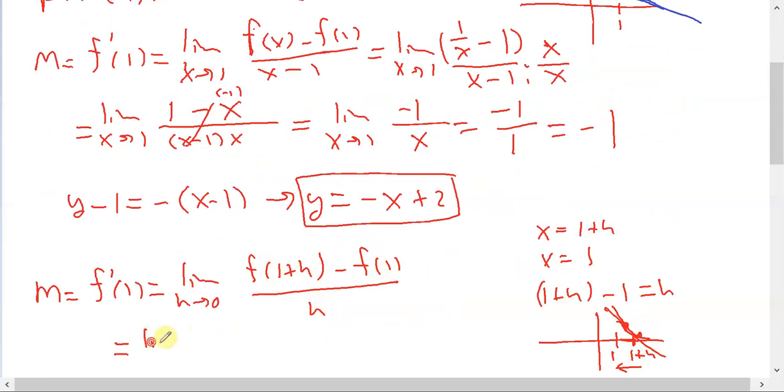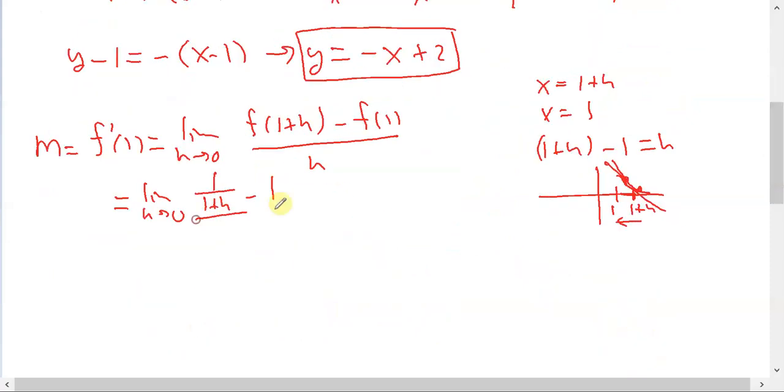We get the limit as h goes to 0. Here I'm going to have 1 over 1 plus h minus 1, and in the denominator I'm going to have h. So it's the same requirement here. To simplify this, your best bet is going to be to clear out that fraction, and so I'll do that by multiplying the top and bottom by 1 plus h.